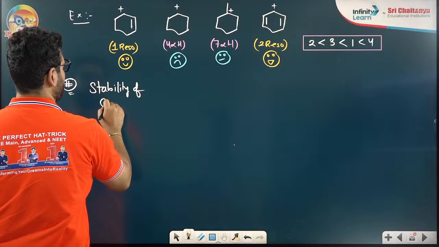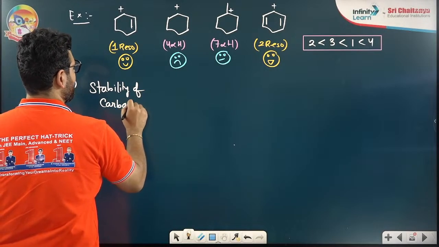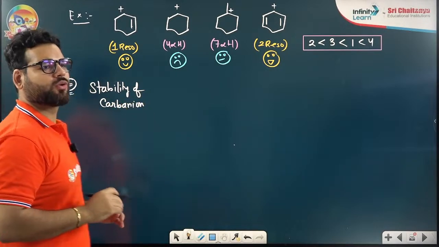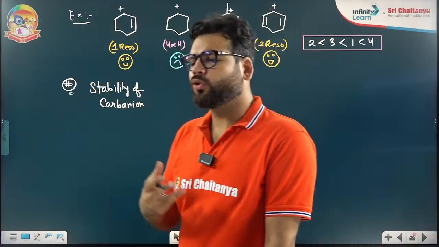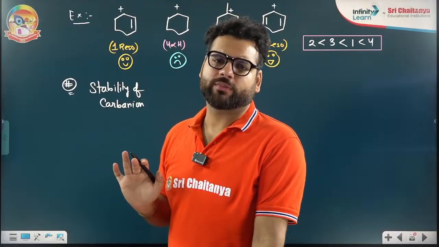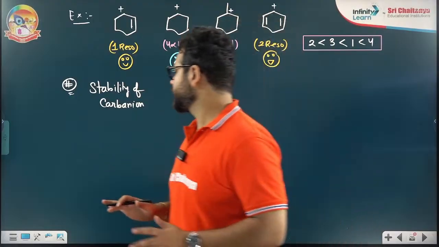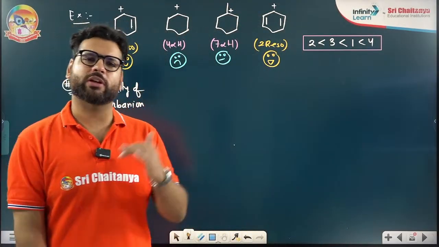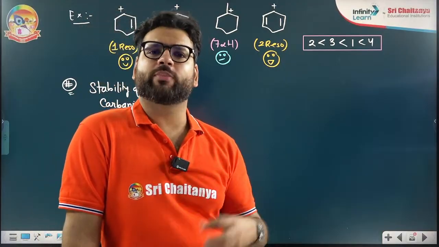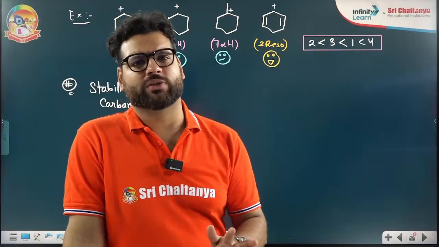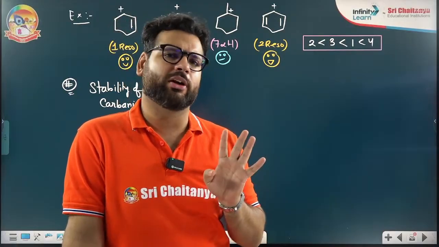Stability of carbanion. In a carbanion, there is no case of hyperconjugation. Never check alpha hydrogen. Just check whether the carbanion is going for resonance. That means the negative charge is at an alternate position to a pi bond. That will be the best first. So more resonance, more stability of the carbanion.